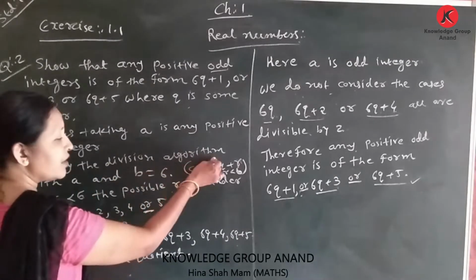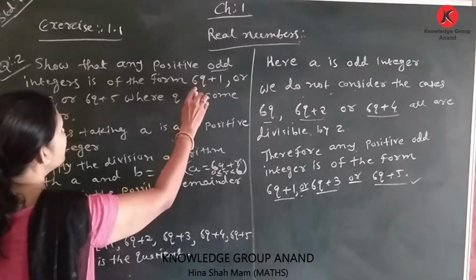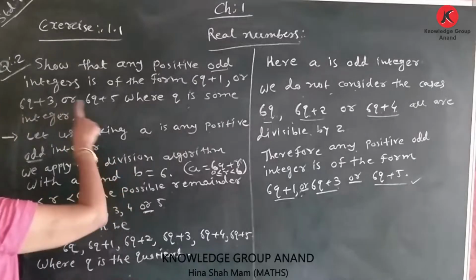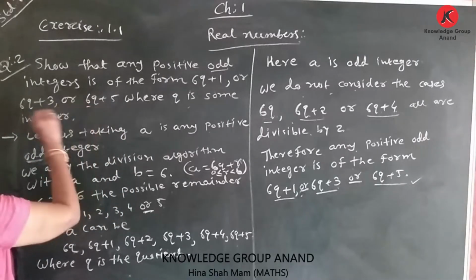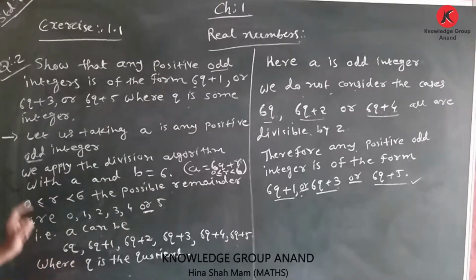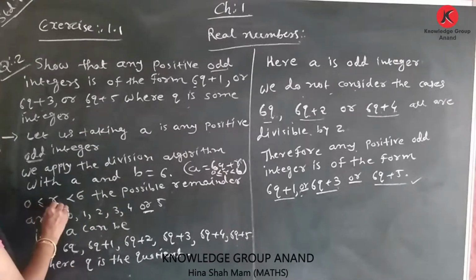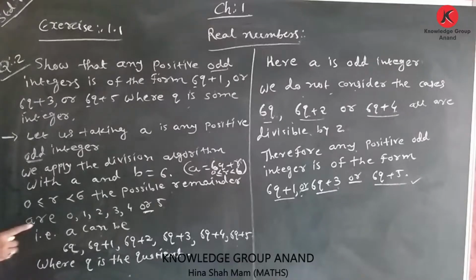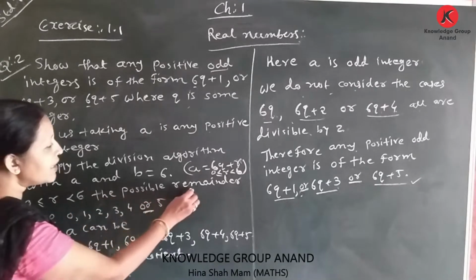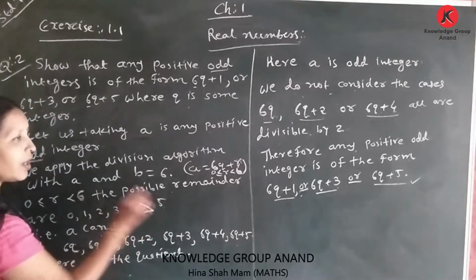We apply the division algorithm with a and b, where the forms are 6q plus 1, 6q plus 3, 6q plus 5, therefore b is equal to 6. Here the condition is 0 less than or equal to r, less than 6. What are the possible remainders less than 6? They are 0, 1, 2, 3, 4 or 5.